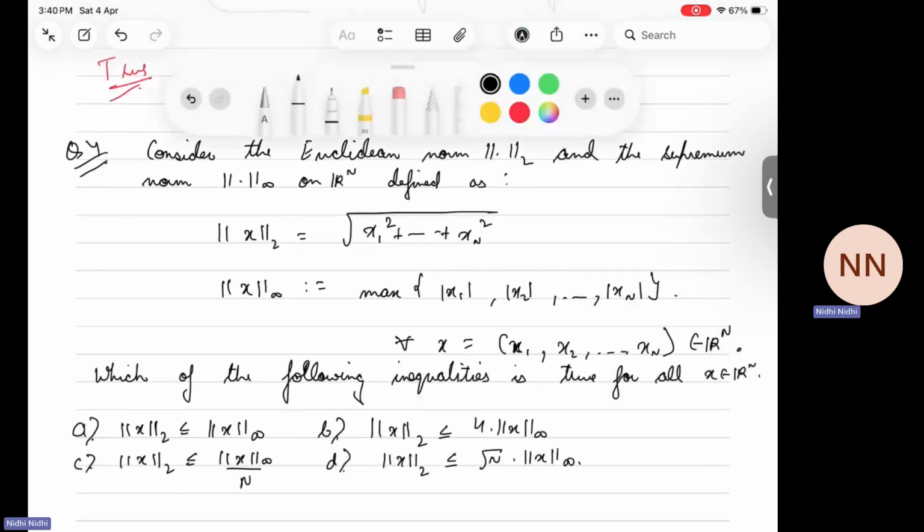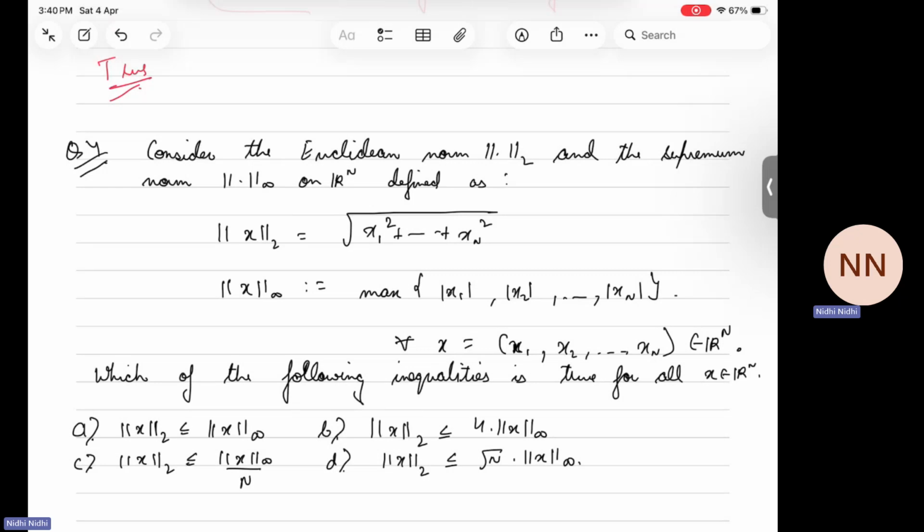So firstly, before starting this problem, I would like you to notice that if in this case our n was equal to 1, what would be our Euclidean norm? This is just the square root of x1 square, which is equal to mod x1. And that's what x is, x1 only.